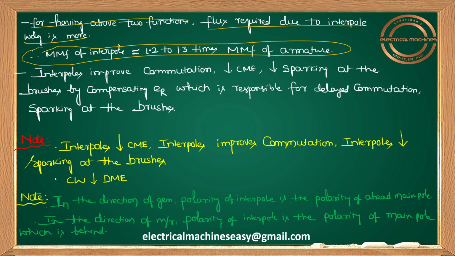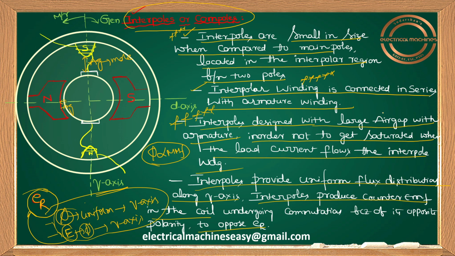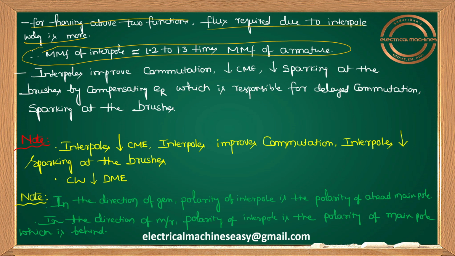Okay, and here some people may get confused. If you provide a counter EMF which opposes your reactance voltage, obviously, the reactance voltage is the one which opposes your commutation. Because of that opposition only, delayed commutation comes and you get sparking at the brushes. If you oppose the reactance voltage, obviously sparking at the brushes can be reduced. So that is my conclusion here: interpoles improve commutation by compensating the reactance voltage. It reduces the cross magnetic effect, and it reduces sparking at the brushes by compensating the reactance voltage, which is responsible for delayed commutation or sparking at the brushes.